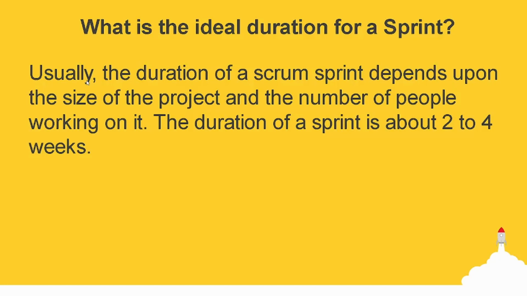What is the ideal duration for a sprint? Usually the duration for a Scrum sprint depends upon the size of the project and the number of people working on it. The duration of a sprint is about 2 to 4 weeks in general. I have generally worked with 2 week sprints since it is more suitable for my team.